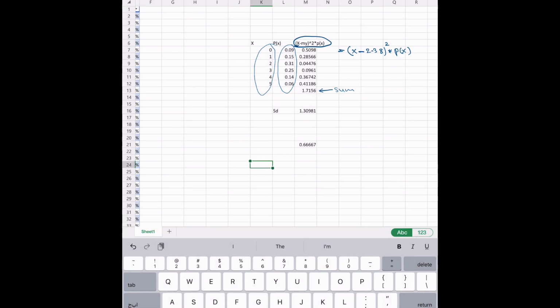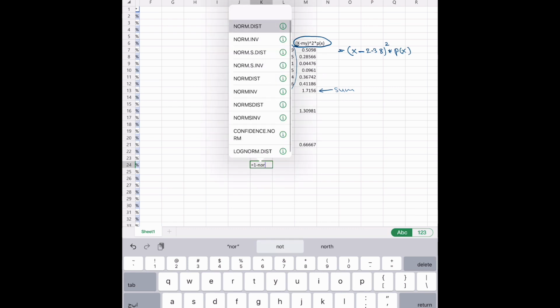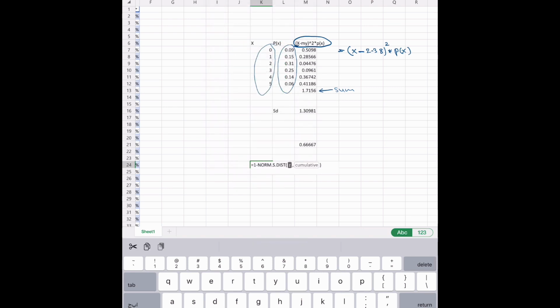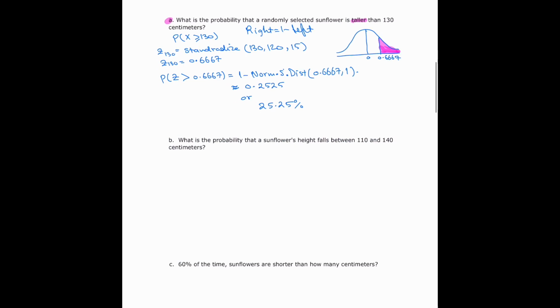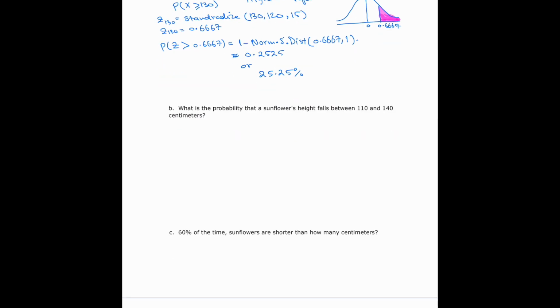Let me show you on Excel. I'm going to say this is equal to 1 minus norm.s.dist of the z-score 0.6667, comma. It says cumulative or not, so I will choose cumulative, which is option 1, and then click enter. So this is approximately 0.2525. You can turn that into a decimal after rounding it to 4 decimal places, or into a percent after you round it to 2 decimal places. What is the probability that a sunflower height falls between 110 and 140?